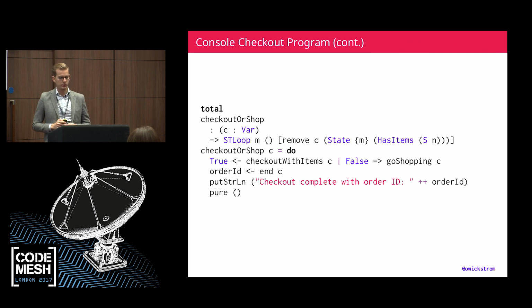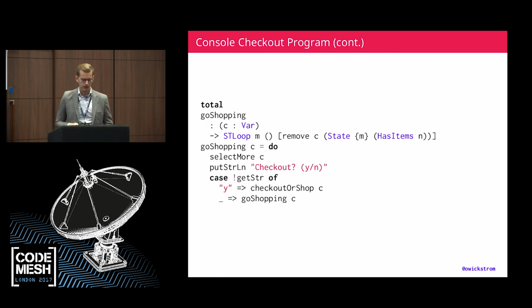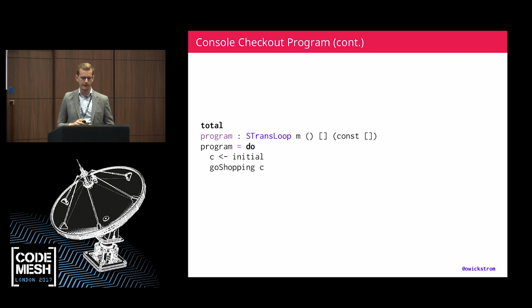Checkout or shop removes a resource in state has items. It will try to check out with items and complete the checkout flow. But if the user cancels, it will loop using go shopping. In go shopping, we select one more item. Then we ask if the user wanted to check out. If not, we go shopping again. And these last two functions go back and forth until the user has made a purchase. And the program is started like this.